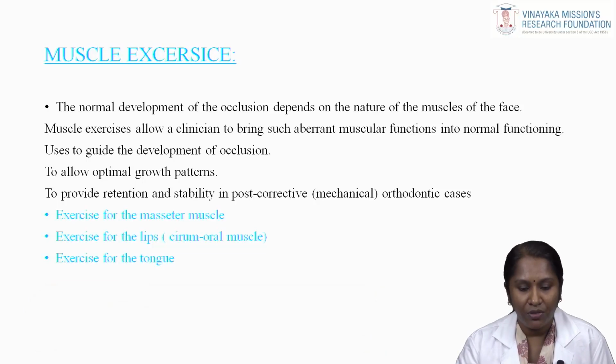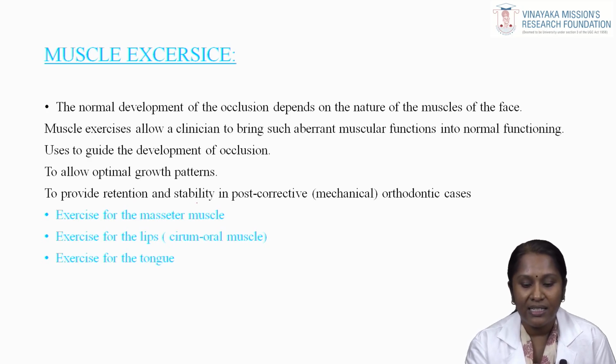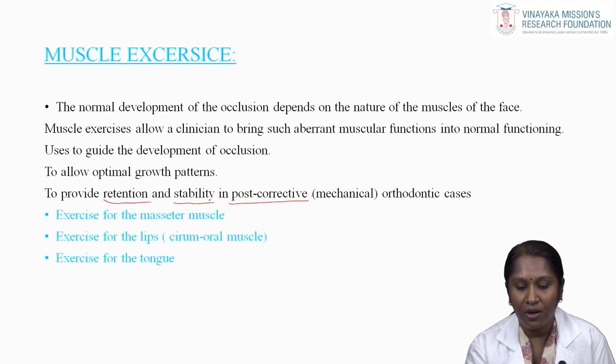Uses to guide the development of the occlusion, to allow optimal growth patterns, to provide retention and stability. So this is very important, retention and stability in the post-corrective orthodontic cases. These are the exercises that will be given, that is exercise for the masseter muscles. That is, tell the patient to clench the teeth to train and tone the masseter muscles. The second exercise is of the lip to provide stability around the circumoral muscles, and exercise of the tongue. These muscular exercises will help the stability of the oral function and future eruption of the teeth.